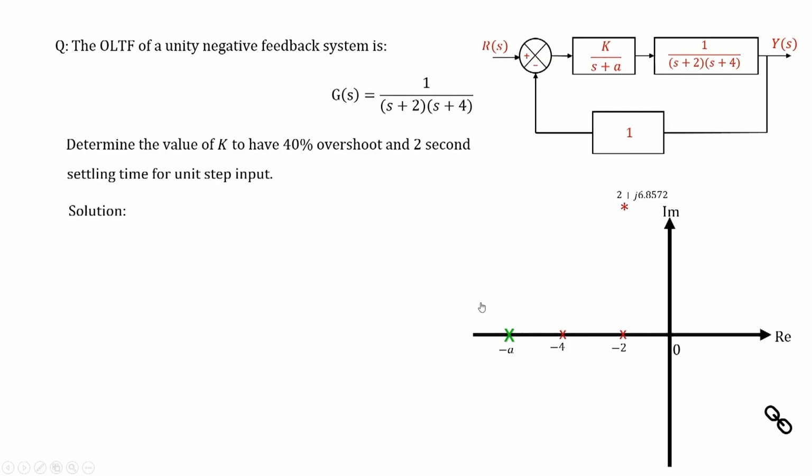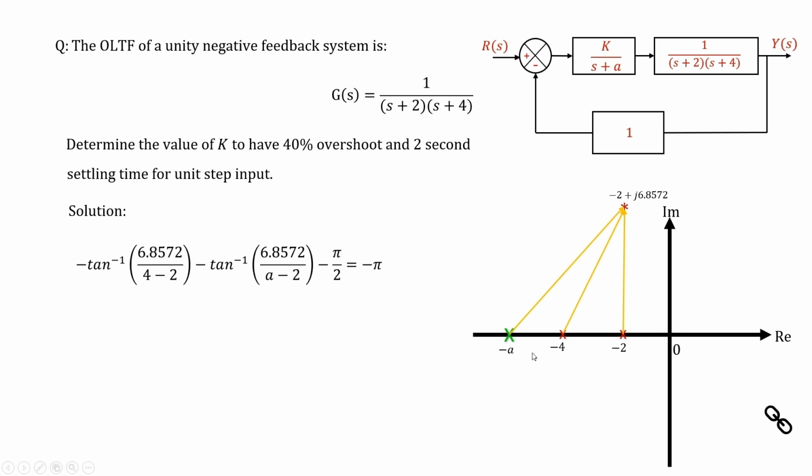So, we can go ahead and, like the previous case, we can solve this problem by finding out the value of a at which the root locus will pass through that point. If we have to do that, we go for the angle criteria. By the angle criteria, these will be our angles. So, this is minus tan inverse of 6.8572 divided by a minus 2 here, and then we have tan inverse of 6.8572 by 4 minus 2 here. So, these two angles will be that, and from here we have minus pi by 2.